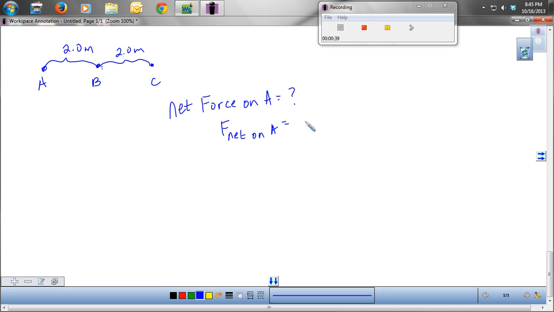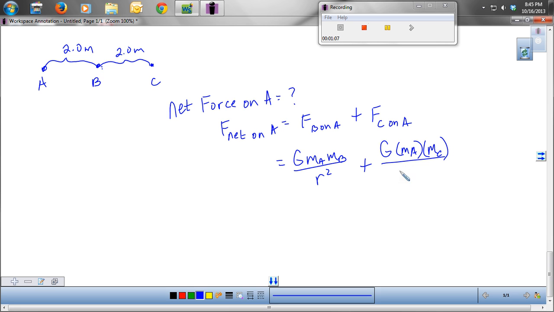So I know that B is pulling A to the right because it's gravitationally attracted, and C is pulling A to the right. So I'm looking at the force of B on A and the force of C on A. So big G, mass of A, mass of B, over their separation squared, plus big G, mass of A, mass of C, over their separation squared, should give me that net force.